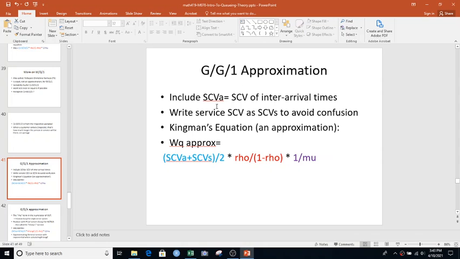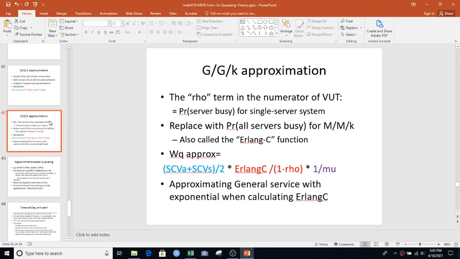There are approximations for G/G/1 servers, but there's no exact formulas. There are approximations for G/G/k systems, multi-server general service distribution, but again, no exact formulas.